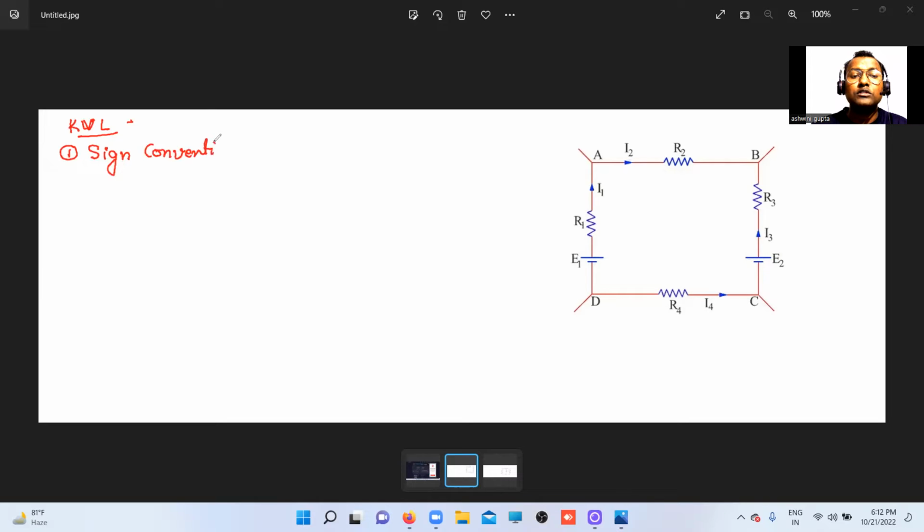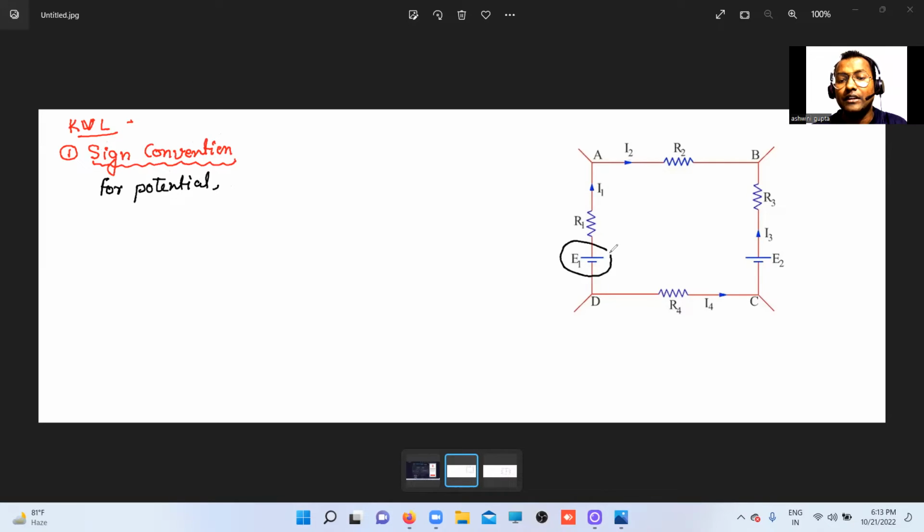There are some rules through which we can apply the sign in front of the magnitude of the given values. So sign conventions are specified for voltages as well as current separately. For example, for potential, the sign convention will be considered at the terminal of a battery.